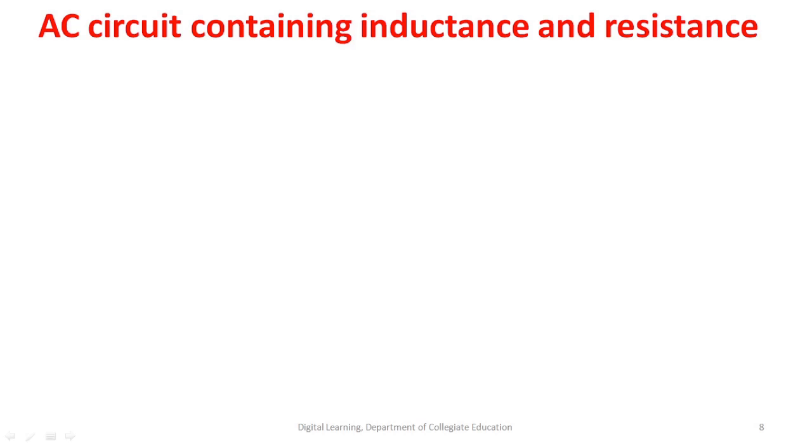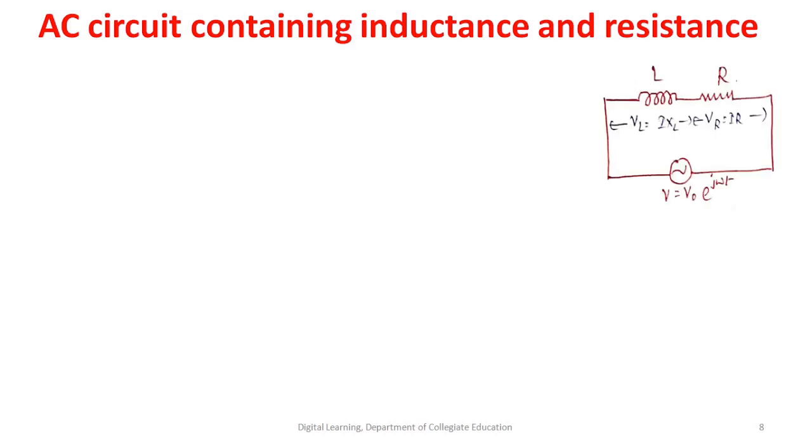Next we'll move on to the AC circuit containing inductance and resistance. Consider the circuit containing an inductor with inductance L and a resistor having resistance R. So here the applied voltage will be equal to V.